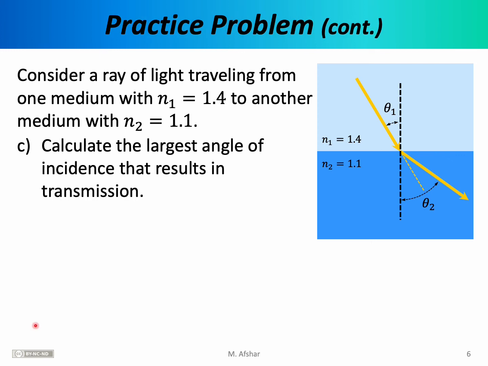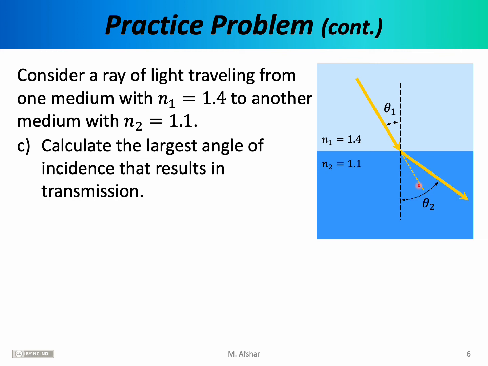Let's continue the same practice problem. As before, consider a ray of light traveling from one medium with index 1.4 to another medium with index 1.1. This time, we want to calculate the largest angle of incidence that results in transmission. As we found in parts A and B, when theta 1 is equal to 45 degrees, there is some transmission, but when theta 2 is equal to 55 degrees, there is no transmission.